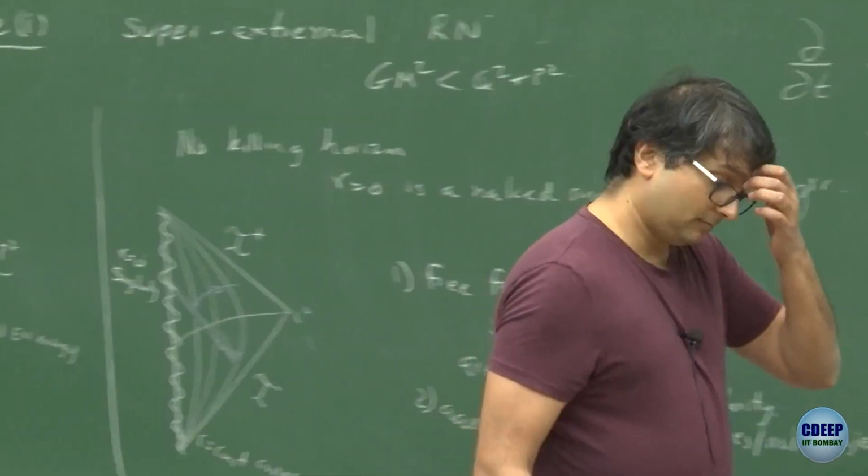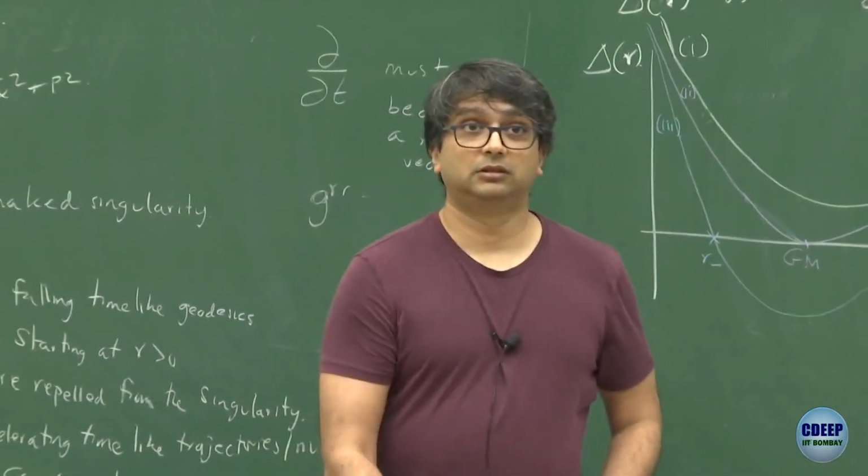Just one question: for this case, when GM square is less than Q square plus P square, is it right to call this space-time a black hole? Because there is no event horizon, so no such points, as in the case of Schwarzschild, which are different from these points. So is it right to call it a black hole?